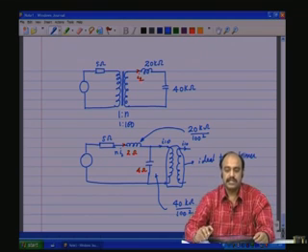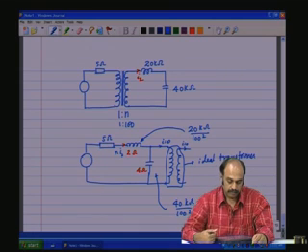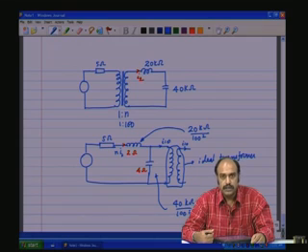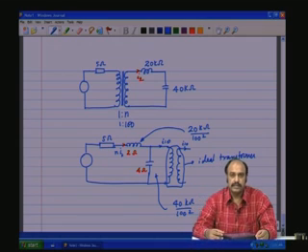So the transformer has very interesting properties of impedance matching. We will do a few examples on these impedance matching issues in the next class, and then have a look at and discuss the practical transformer in slightly more detail.